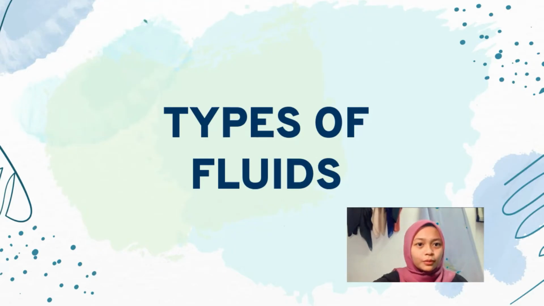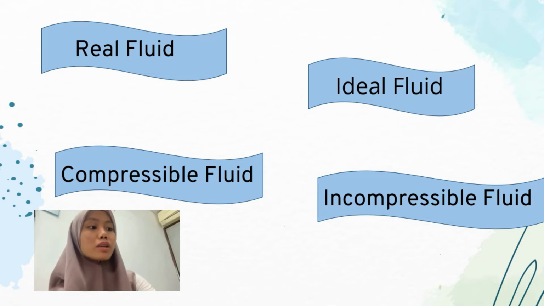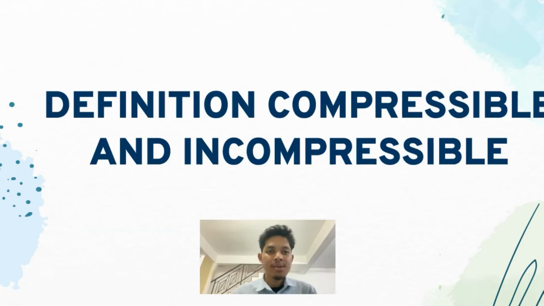Next, we want to talk about types of fluid. First, real fluid. Second, ideal fluid. Third, incompressible fluid. And fourth, compressible fluid. Next is the definition of compressible and incompressible.